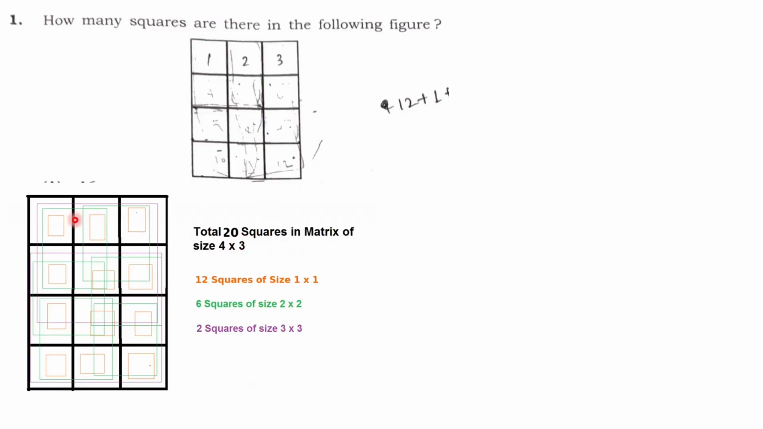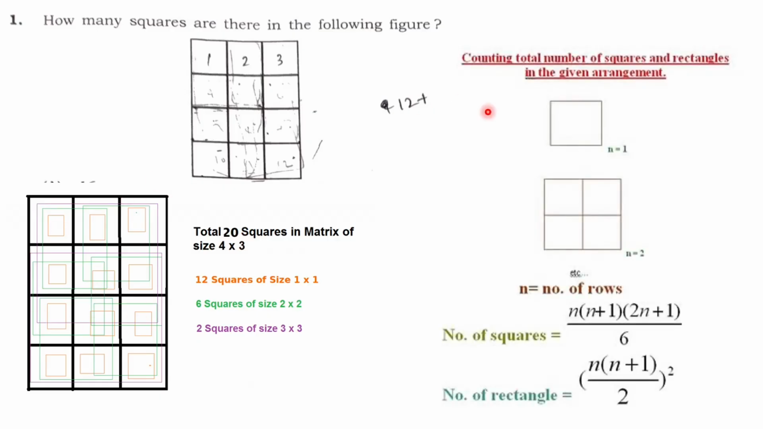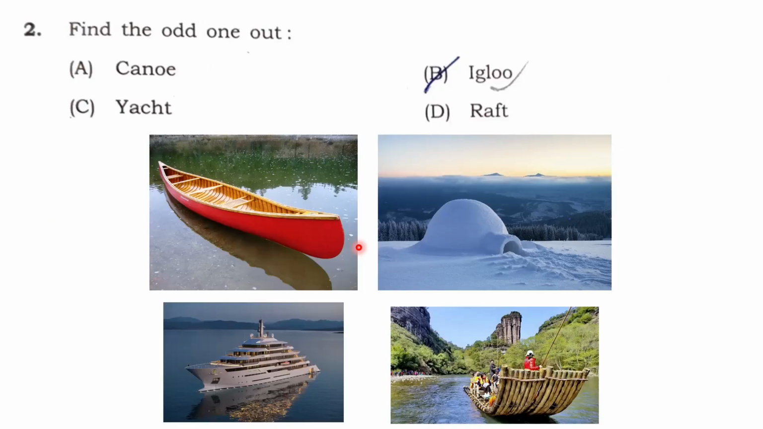One way is that you count it visually. Another method is to count the total number of squares or rectangles using this formula. Based on the number of rows you can calculate it, and the answer will come to be 20. Now moving on to the next question.